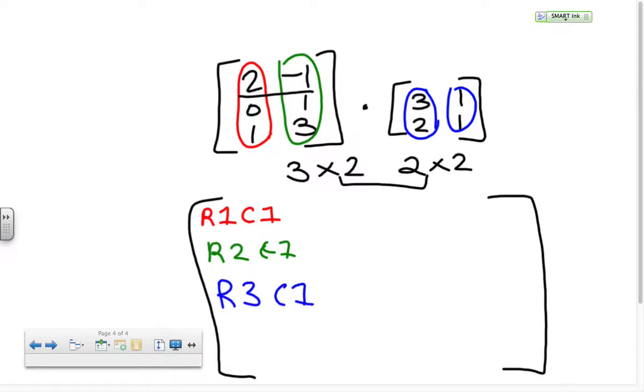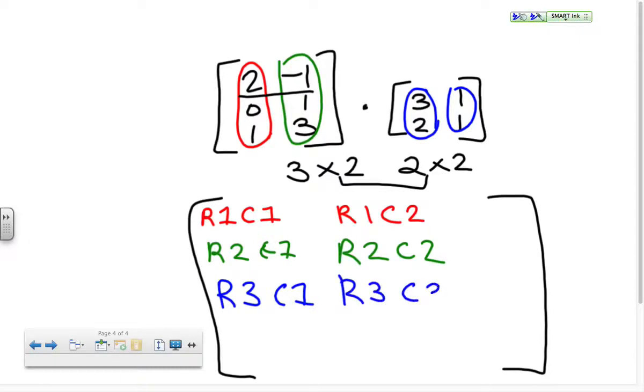Now, the next one that we're going to do, so remember our new matrix is going to be 3 by 2. 3 rows, 2 columns. So this one's going to be row 1, column 2. This one's going to be row 2, column 2. And the last one's going to be row 3, column 2. So far, we've just identified what's going to go where.